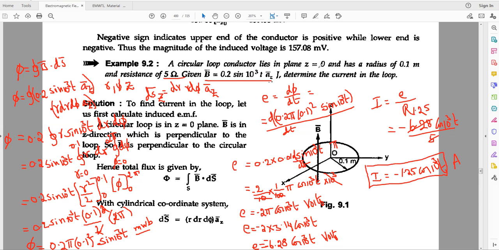Therefore, for the given data, a circular loop conductor lies in plane Z is equal to 0, has a radius of 0.1 meters, and the resistance of 5 ohms, given with B bar is equal to 0.2 sine 10 cube into T A Z bar. Determine the current in the loop. So first of all, we take phi is equal to B bar dot ds bar to find the induced EMF by taking the derivative with respect to the T. Then you can substitute I is equal to E by R. So we know the V is equal to IR. The formula is the voltage V is equal to I into R. So I is equal to V by R. That V is the induced EMF. We can take the change of the flux with respect to the time, d phi by the dt.